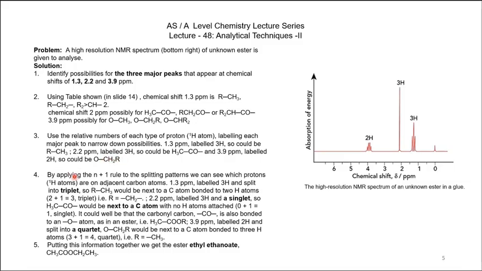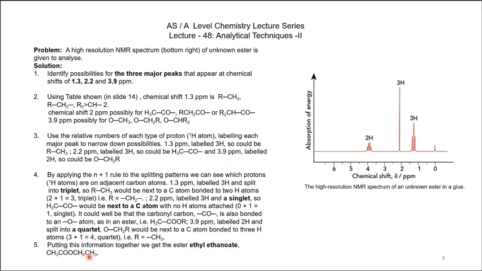By applying the n plus 1 rule for the singlet, triplet and quartet, and putting this information together, we find that the ester would be ethyl ethanoate.